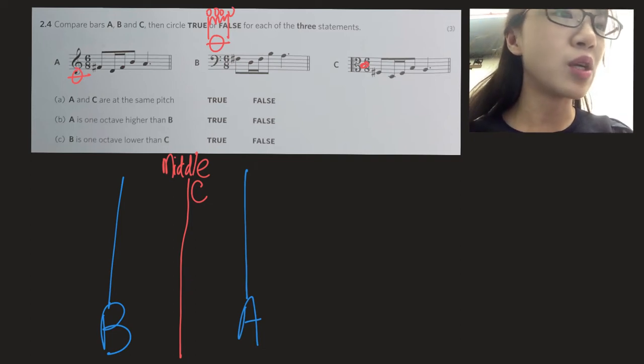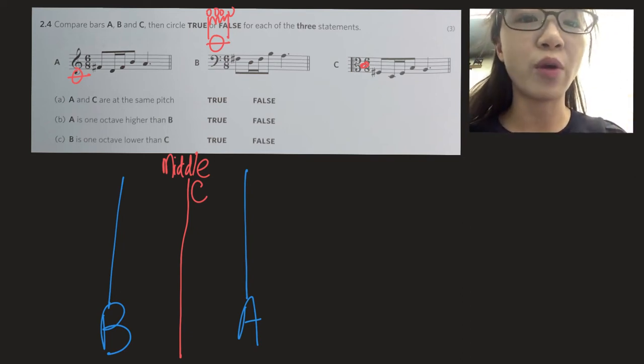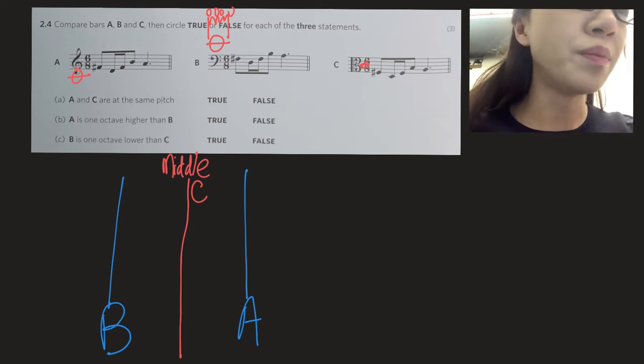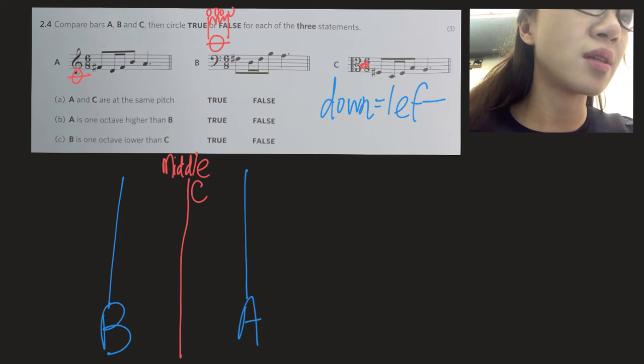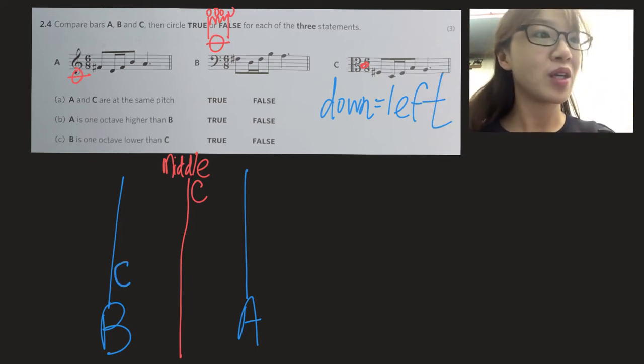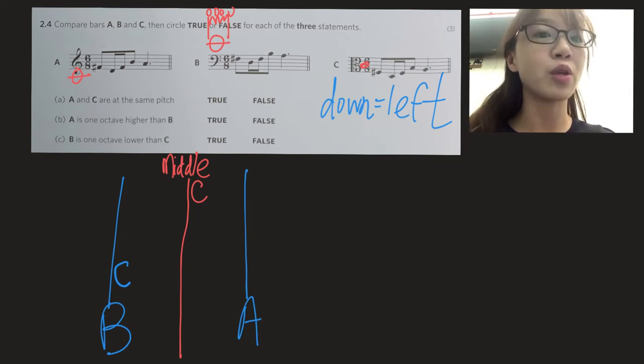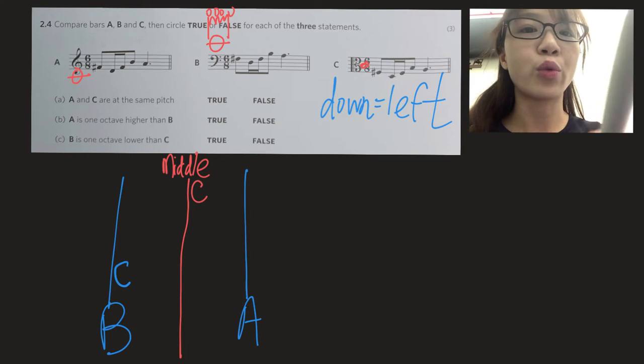C, middle C, going down again. Going down, C, B, A, G, F. Going down means going left. This concept, you must grasp very well. Going down means going left. All right. So B and C are at the same point. First thing, you need to know how to draw this chart. And now, from the chart, you can answer this question very quickly and easily.